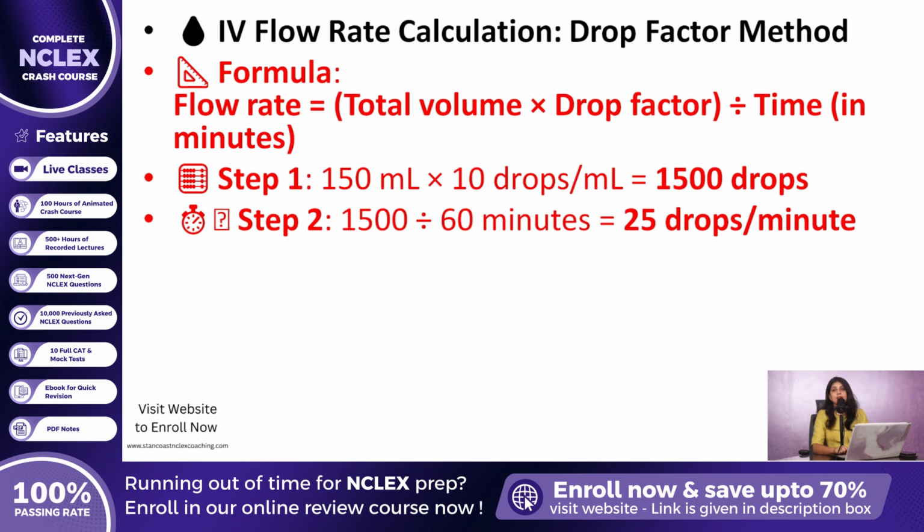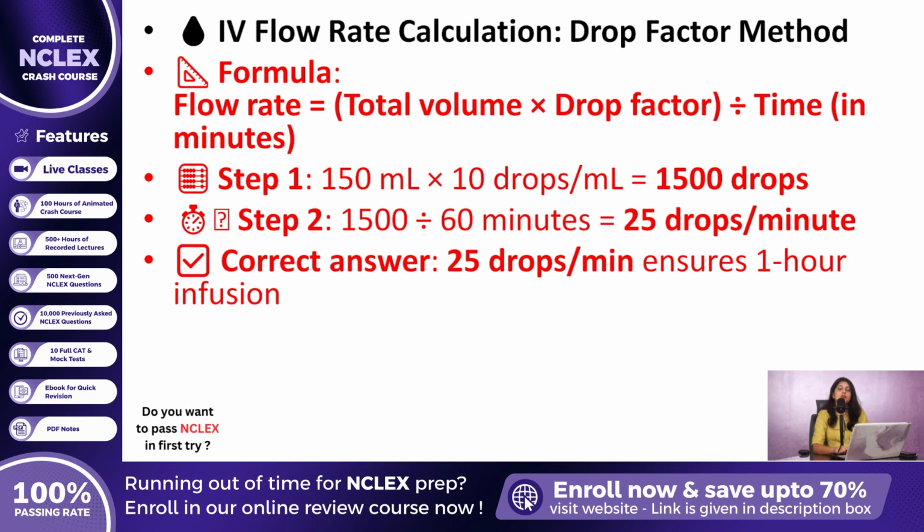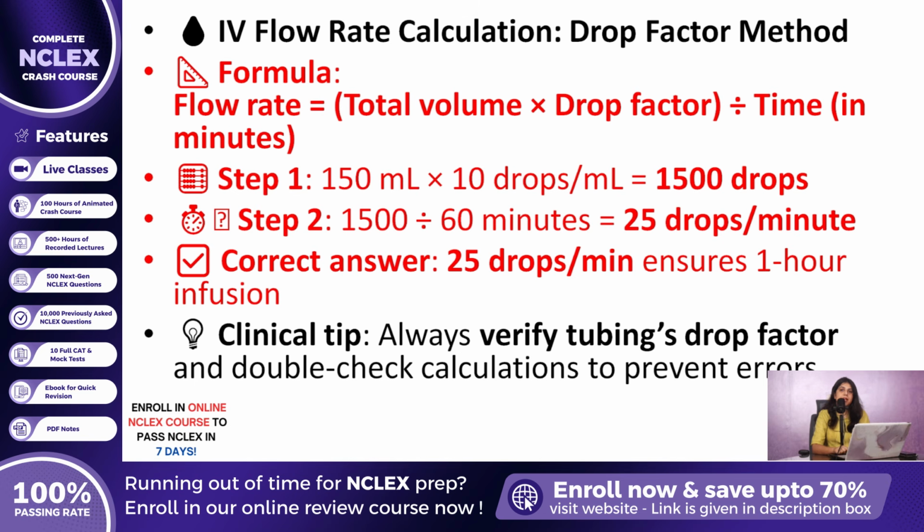Option A would have been correct if you calculated it another way, but only 25 drops per minute ensures the correct infusion rate over 1 hour. Clinical tip: always verify the tubing's drop factor and calculate carefully to avoid medication errors and ensure therapeutic effectiveness.